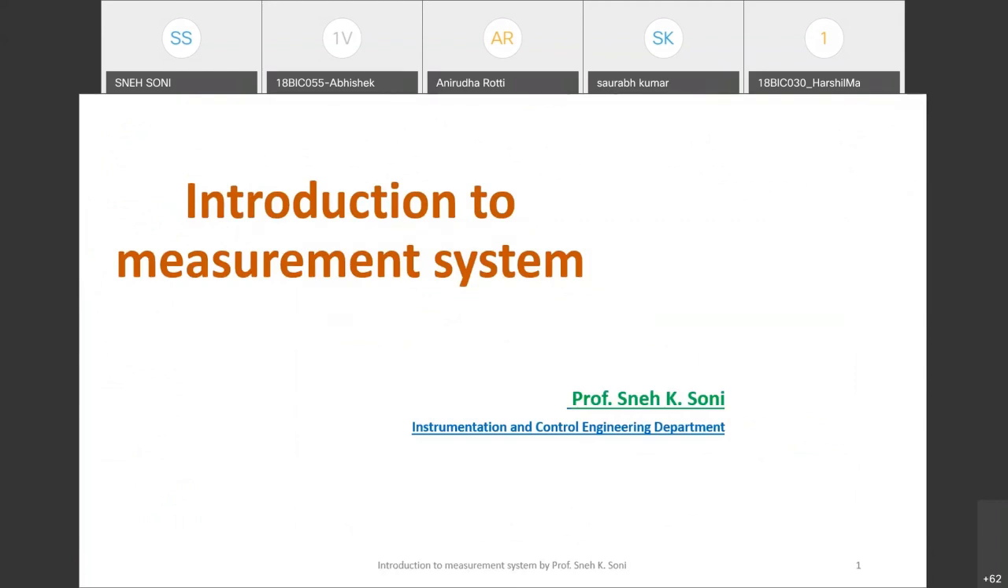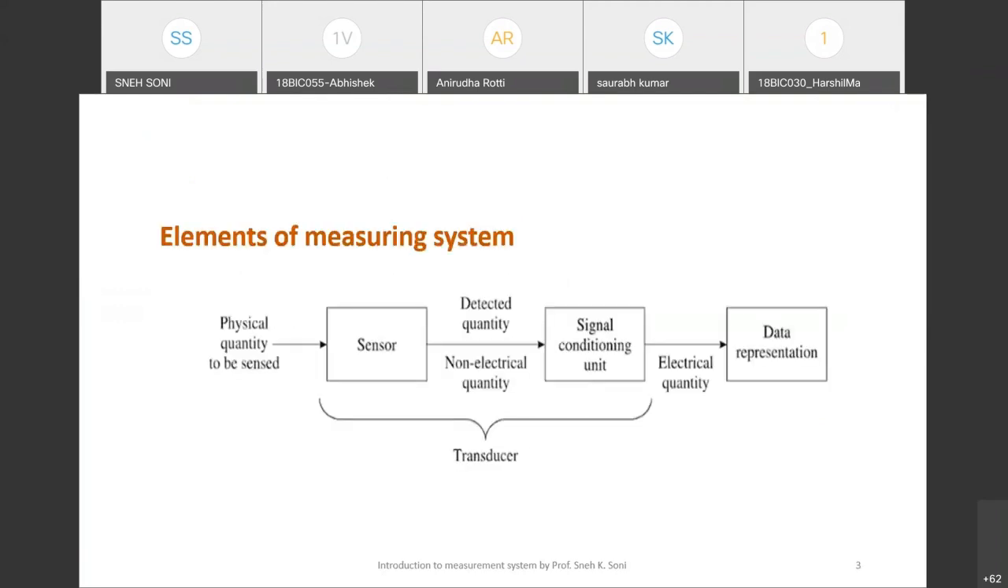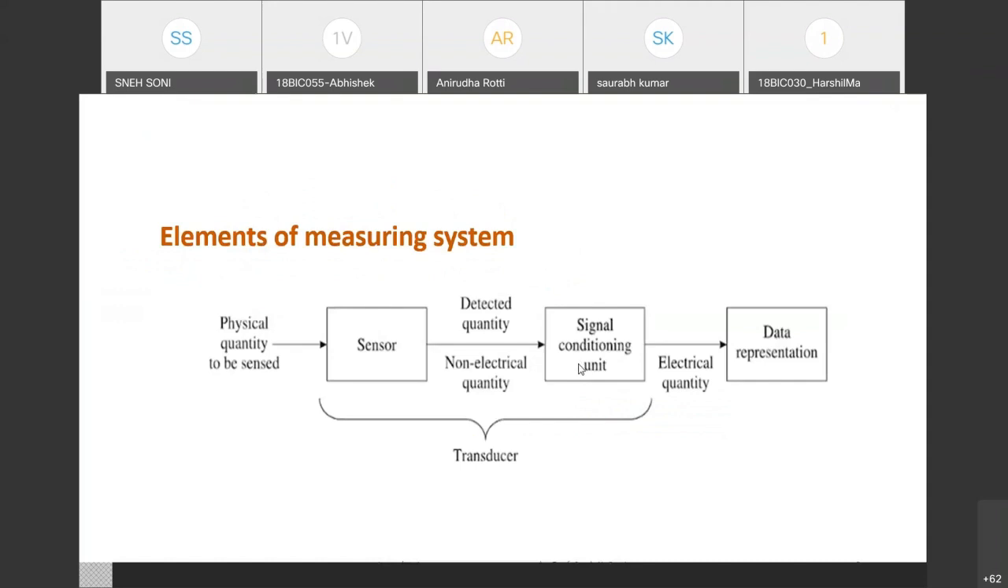So first of all, in the measurement system, we already discussed that there are different elements. There is a physical sensor which actually measures and comes in contact with the physical parameter which you need to measure. And then you have some signal conditioning circuit which converts that physical parameter into some electrical signal. And then there is a data representation block, which may be a kind of a record or a kind of a display, right? So this is the basic block diagram about which we had detailed discussion in previous lecture as well.